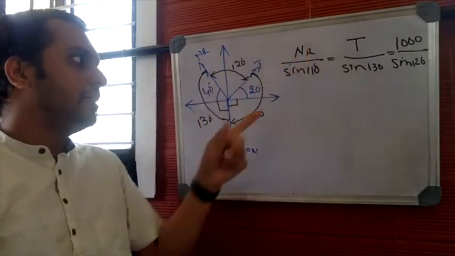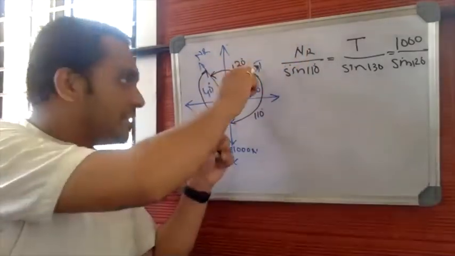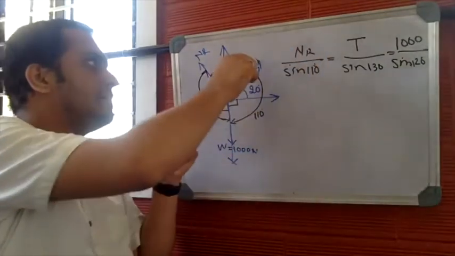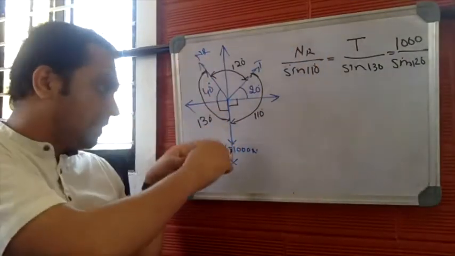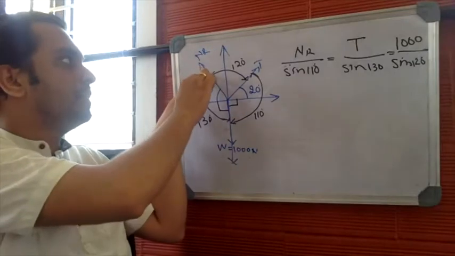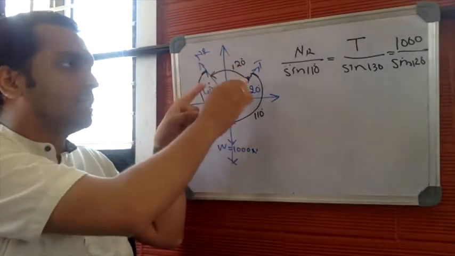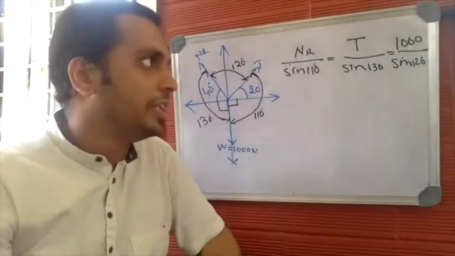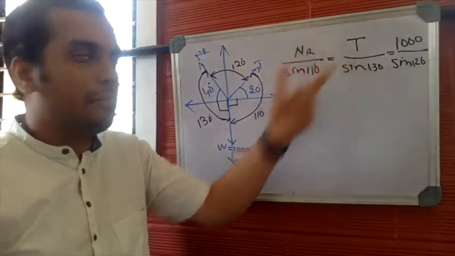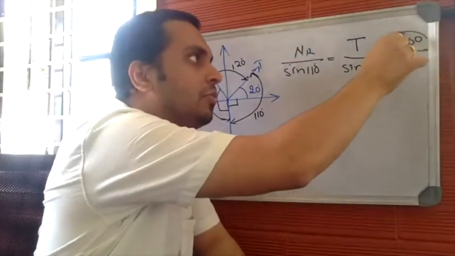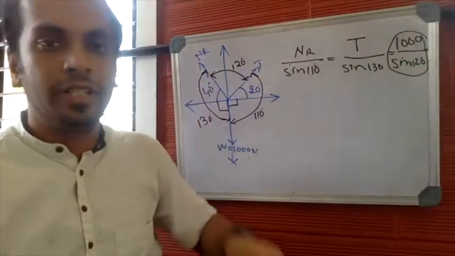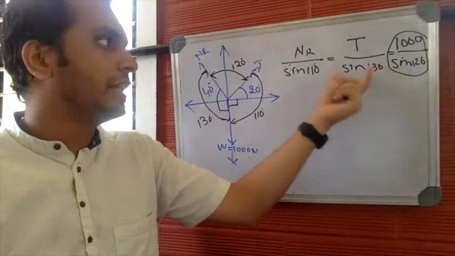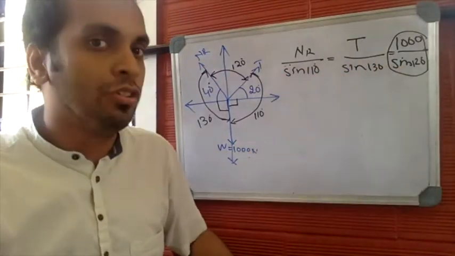So NR divided by sine 110, where 110 is the angle between T and W. T divided by sine 130, where 130 is the angle between W and NR. 1000 divided by sine of the angle between the other 2 forces, NR and T, which is 120. So this is the statement of Lami's theorem. Here we know this particular term, 1000 by sine 120. This has no unknowns, but in the other 2 terms we have unknown forces.